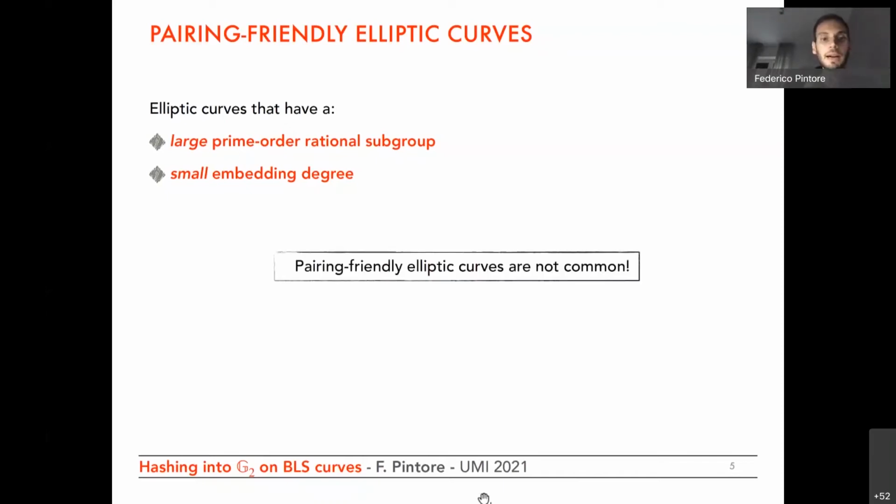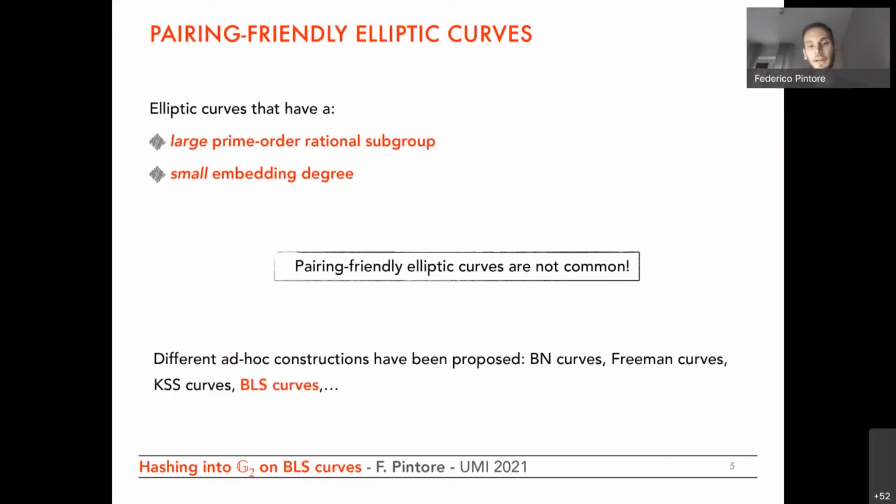One might ask if it is easy to find pairing-friendly elliptic curves, for example, just sampling in a uniform or random way from the set of all possible elliptic curves. And the answer is no. It's not possible to obtain pairing-friendly elliptic curves in this way, because they are far from being common. This means that in order to obtain pairing-friendly elliptic curves, we need ad hoc constructions. Many of them have been proposed in recent years, like, for example, BN curves, Freeman curves, and in our work, we focused on BLS curves.